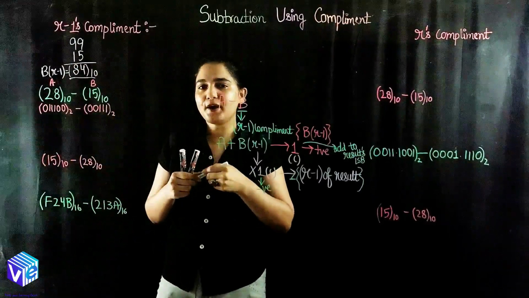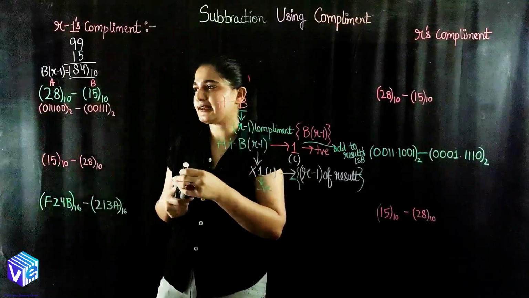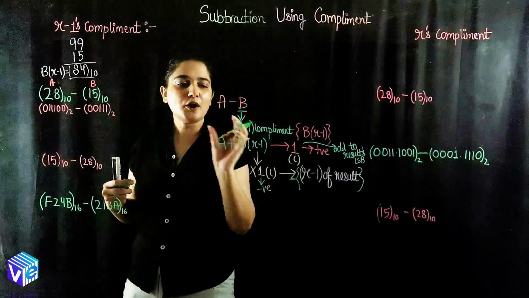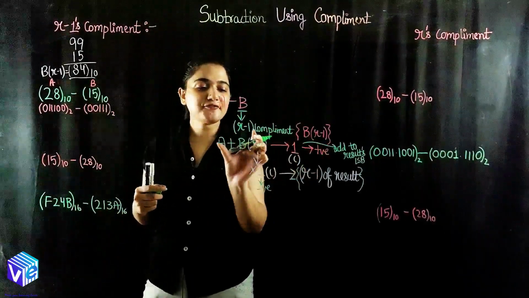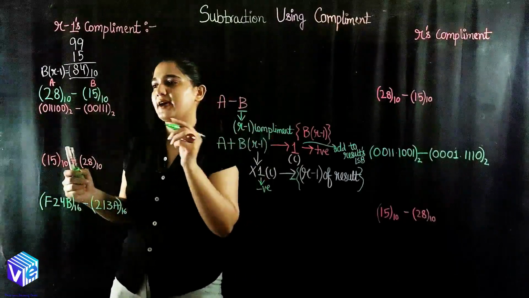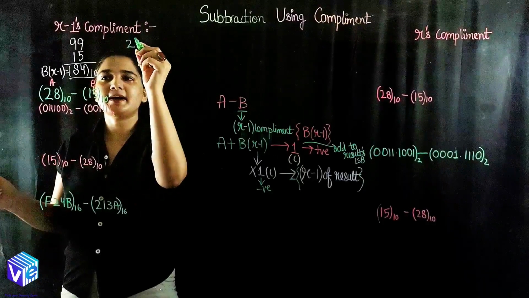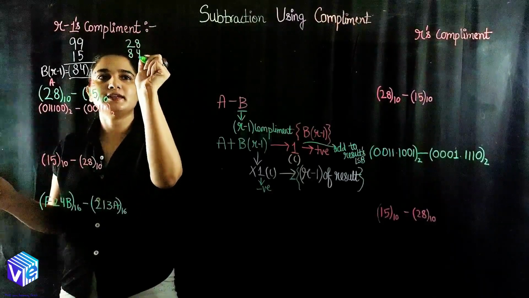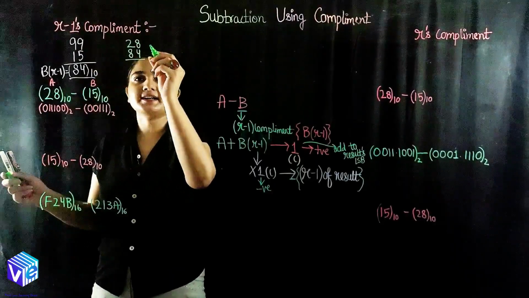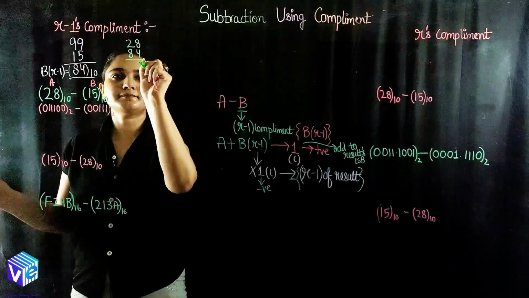Okay, so I hope now this is very clear how I calculated BR minus 1. Now the next step, I have to add A and BR minus 1. What is A? A is 28. What is BR minus 1? BR minus 1 is 84. So let's add it. So what is my answer?